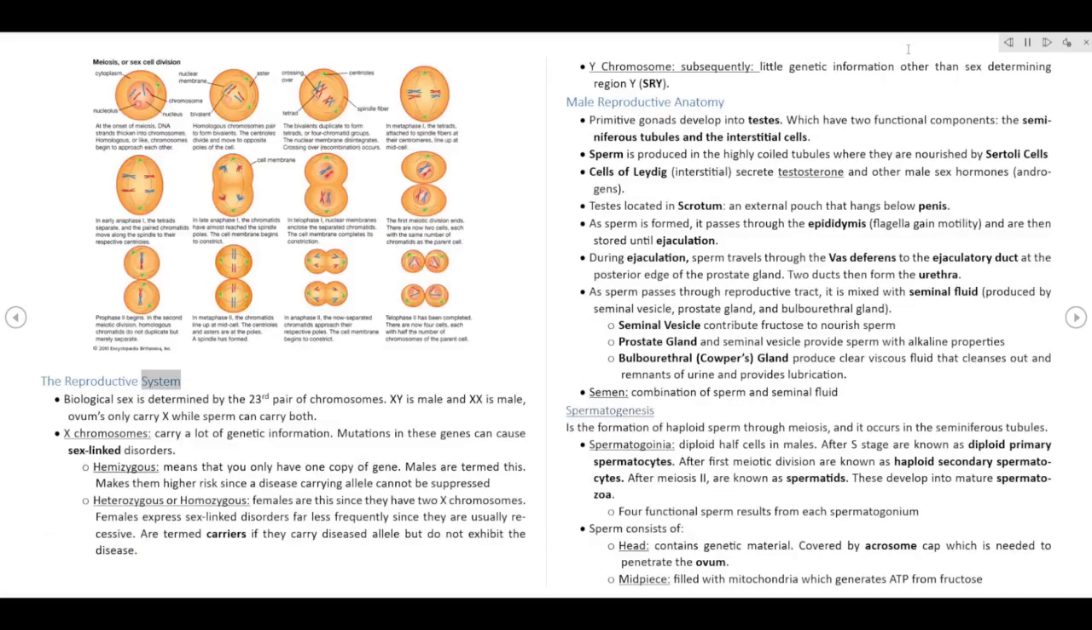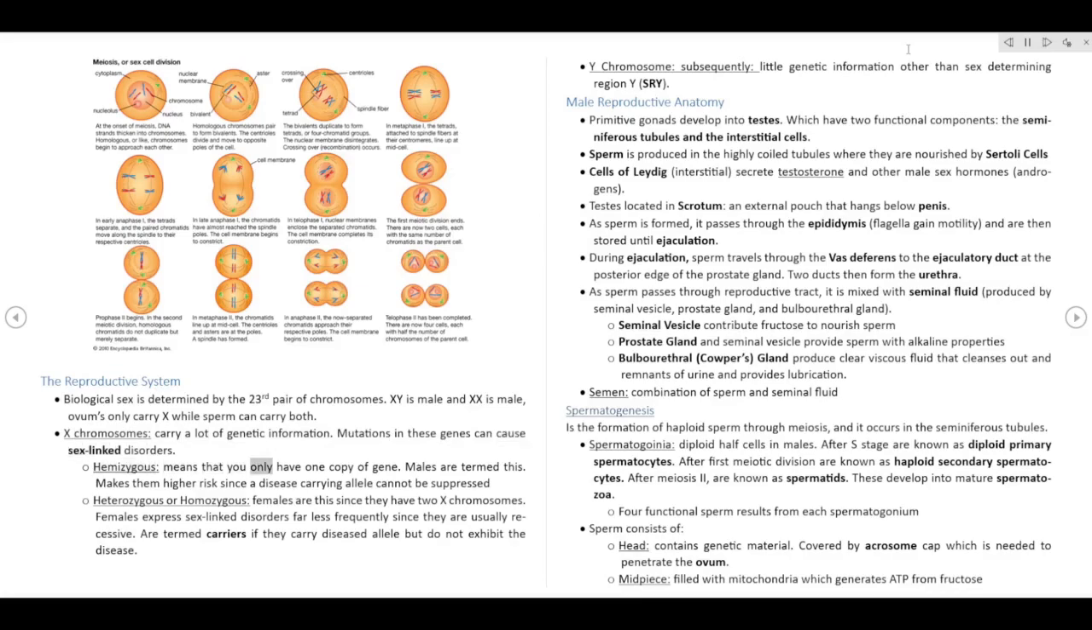The reproductive system. Biological sex is determined by the 23rd pair of chromosomes. XY is male and XX is female. Ova only carry X while sperm can carry both. X chromosomes carry a lot of genetic information. Mutations in these genes can cause sex-linked disorders.